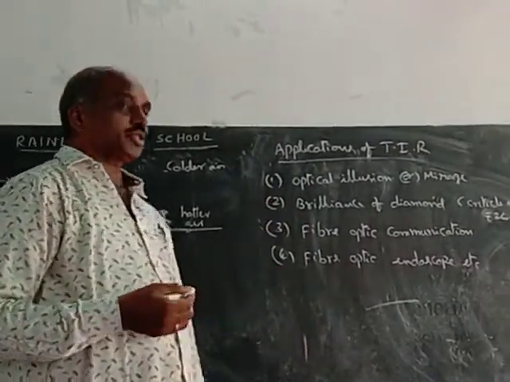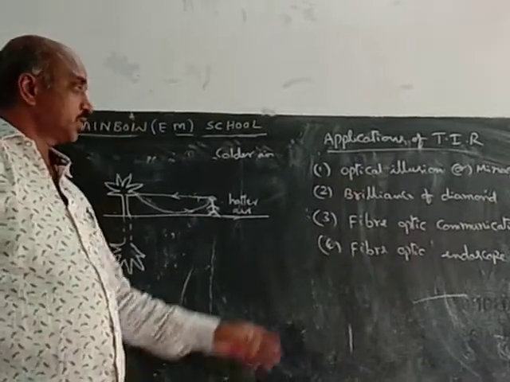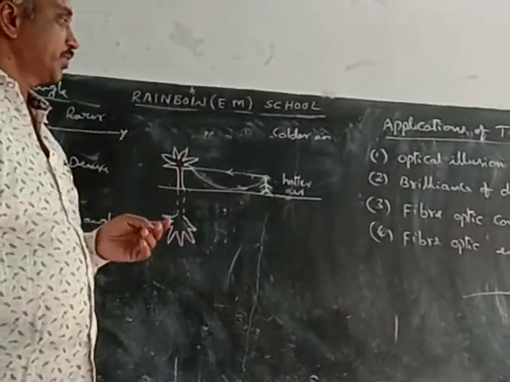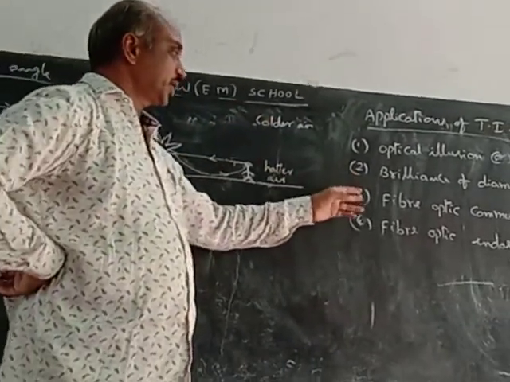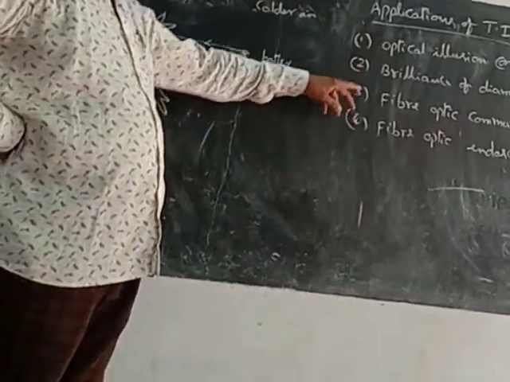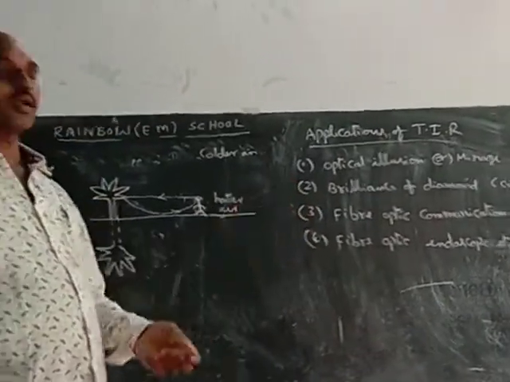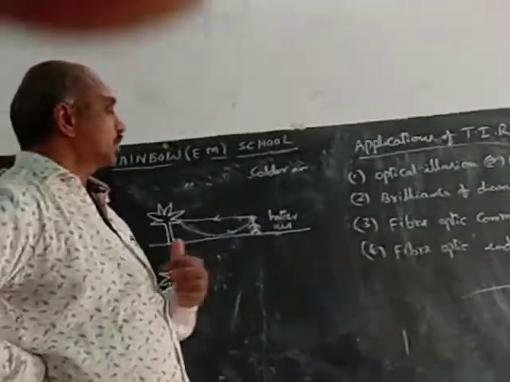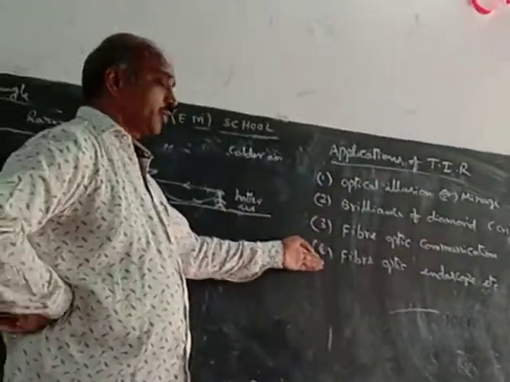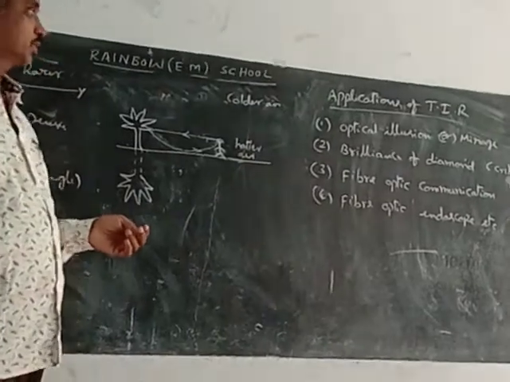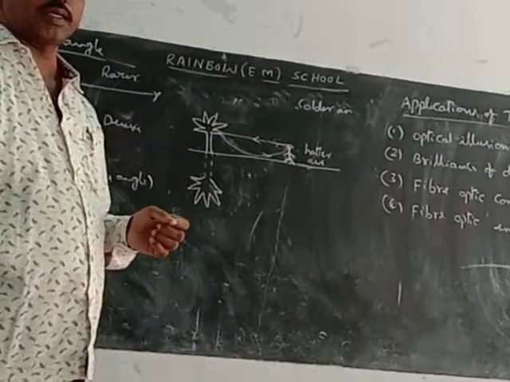Fiber optic communication means in this communication system, we can send messages, light messages, over long distances without any disturbance, and that is called fiber optic communication. Fiber optic endoscope: you already know that doctors use this fiber optic endoscope to find ulcers in the small intestine and stomach. These are the main applications of total internal reflection.